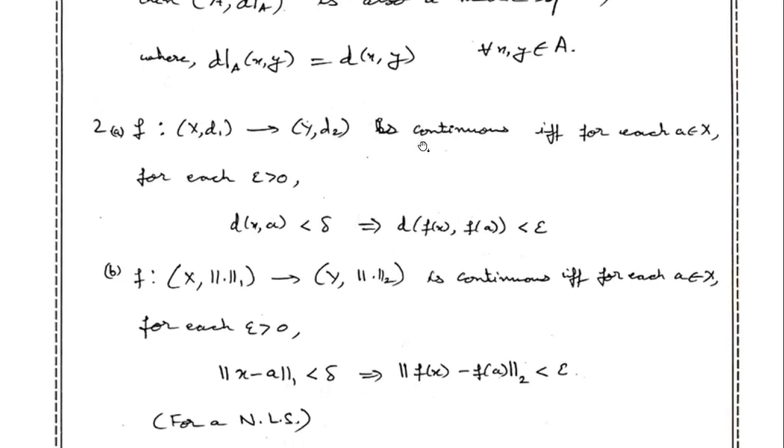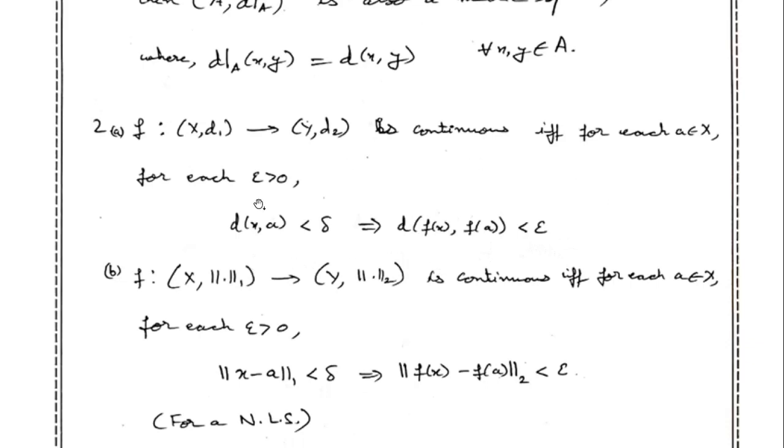we say that this function or mapping f is continuous if and only if for each element a of the domain and each epsilon greater than 0, there exists delta greater than 0, such that the distance between x and a less than delta implies the distance between f(x) and f(a) is less than epsilon.